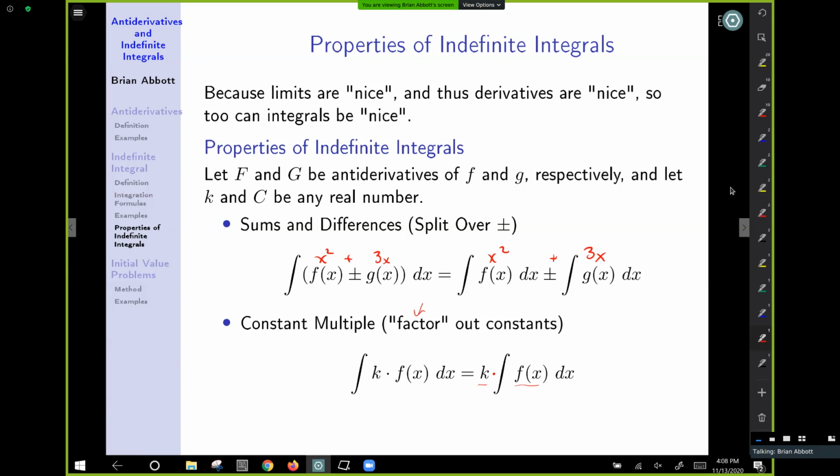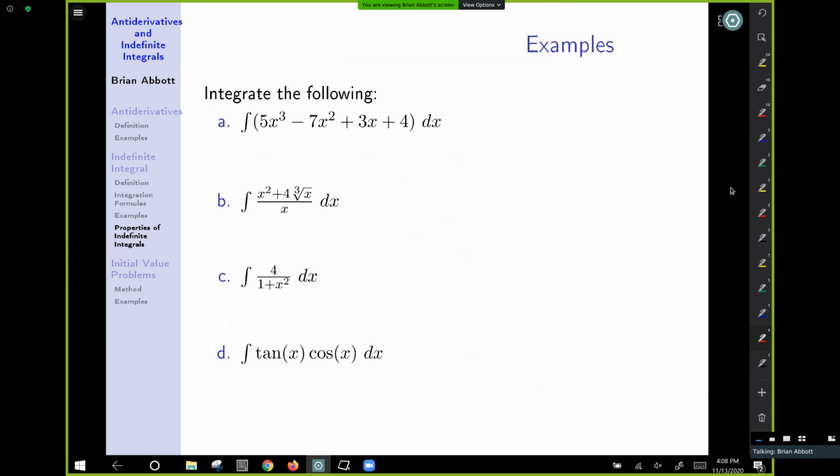So in my above example, if I had 3 times my x, f of x being my x expression, I could write this integral as 3 times the integral of x dx, and now I have a rule for it. I could do the power rule and come up with the result that we saw earlier. Let's see this in action.